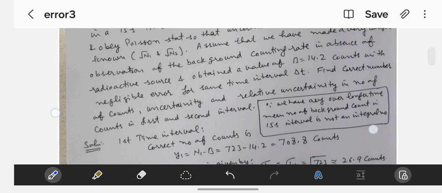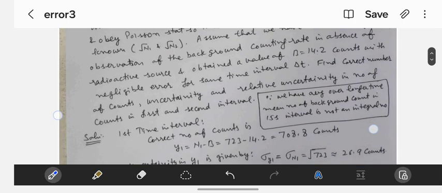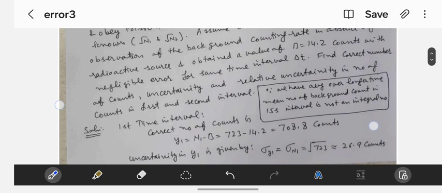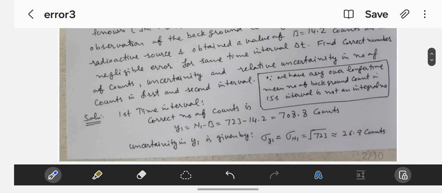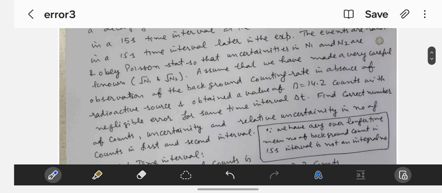Counts with negligible error for some time delta t. Find the correct number of counts, uncertainty and relative uncertainty in the number of counts in the first and the second interval. So what is this background count? Guys, if there is no radioactive element in the present situation, then the natural radiation given by the earth or the natural particles is written as the background count. So if it is measured very accurately, then b is given as 14.2.